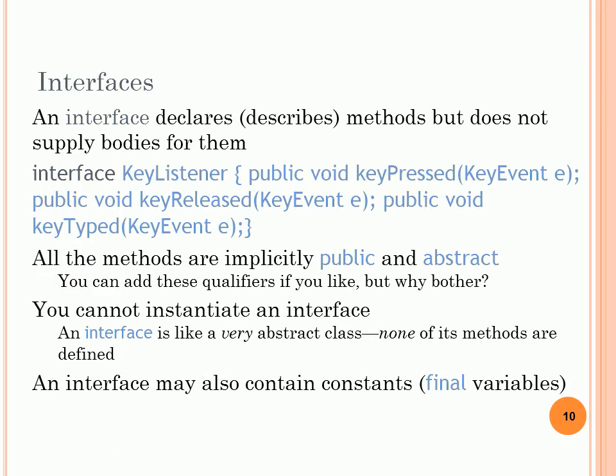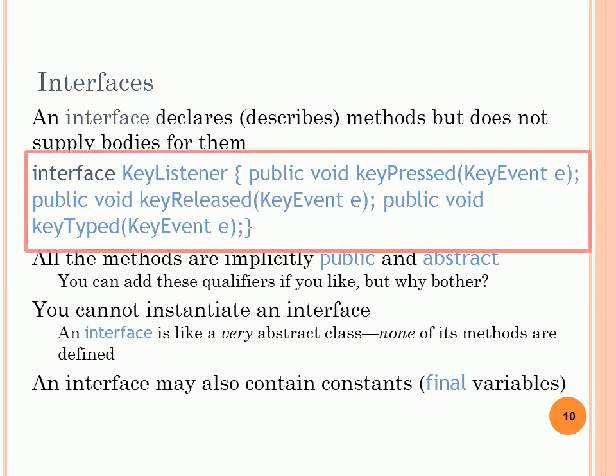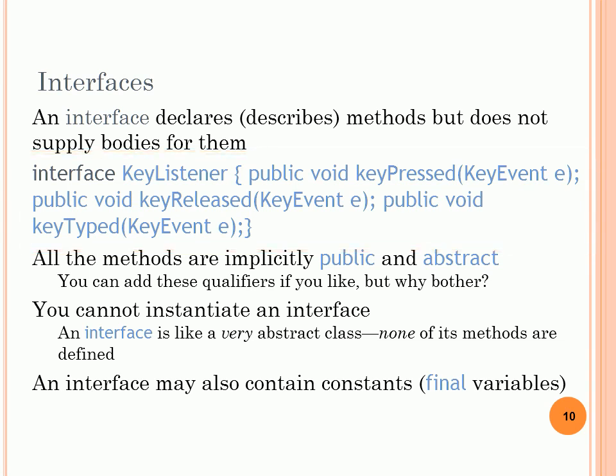Now let's move to another important concept in object-oriented programming, which is interfaces. What is an interface? An interface declares methods, but it does not provide bodies for them. A famous interface that is predefined in Java is the KeyListener. Now, all methods in interfaces are implicitly public and abstract. You cannot instantiate an interface, just like what we have said for abstract classes.